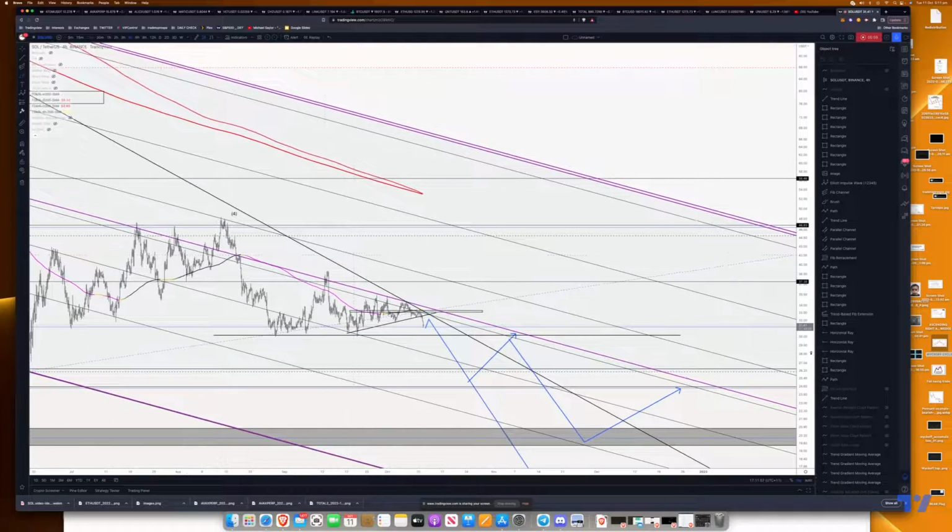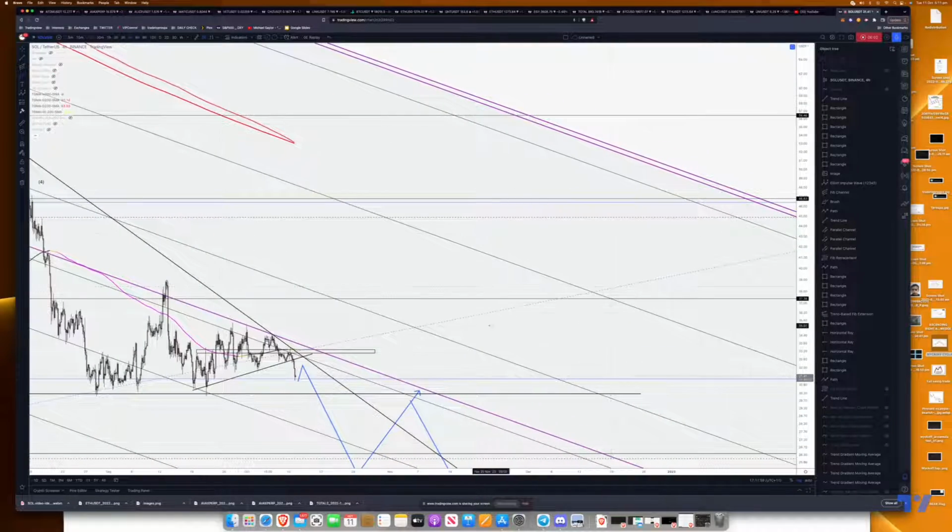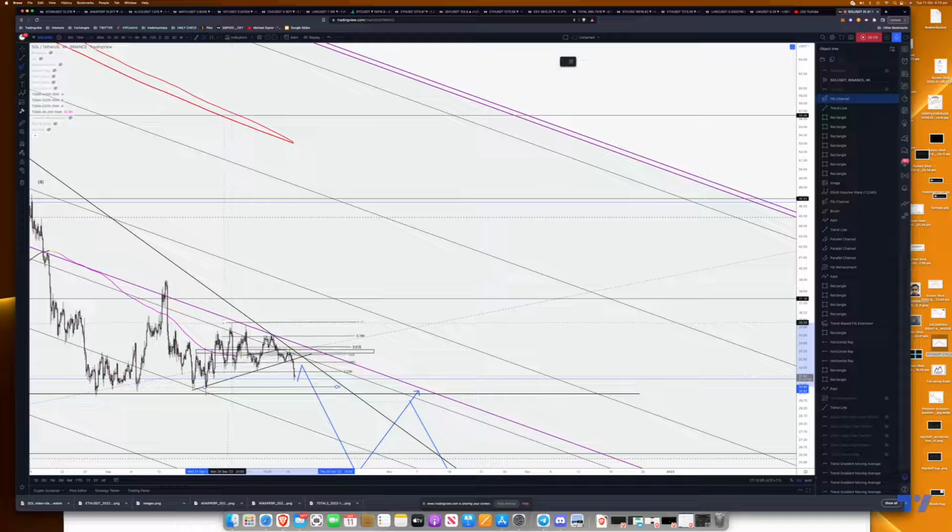So I'm looking for this good entry. Hopefully we get it, guys. But I'm looking for a bounce. Maybe it'll come down to this level. Look at our fibs, and that sort of lines up. The 0.382 is probably the best it can get to.